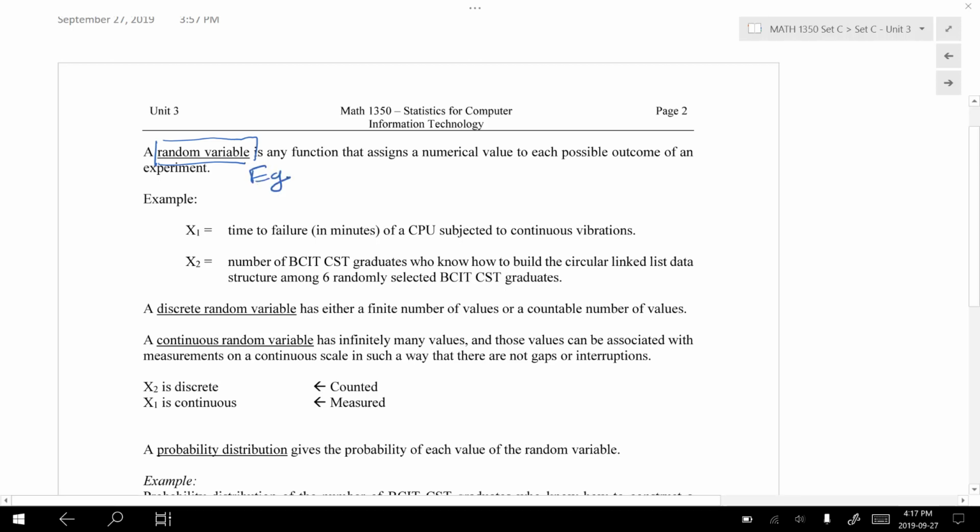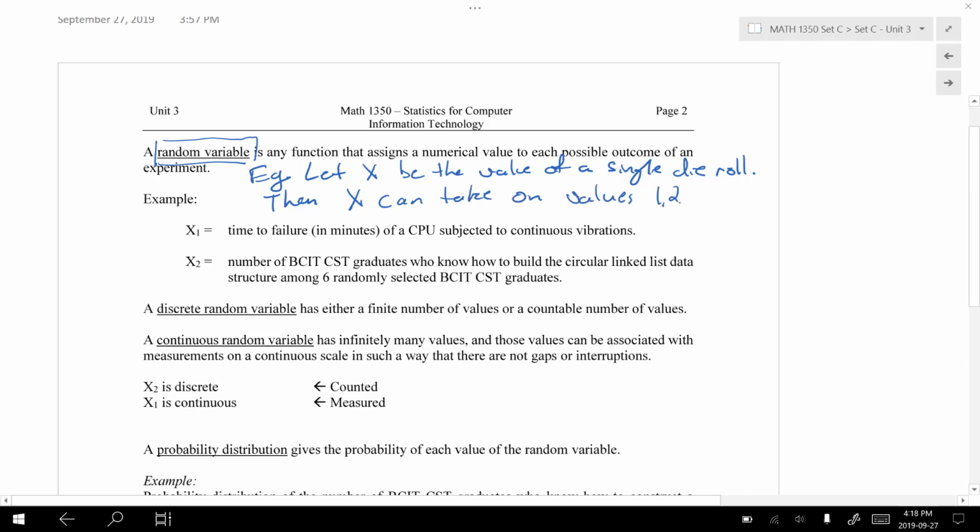We can consider some examples here. There's a few below, but let's put another one up here. We may have x be the value on a single die roll. So we roll a die and we get a number. X here can take a number of values. The value is 1 to 6. So that's one example of a random variable.